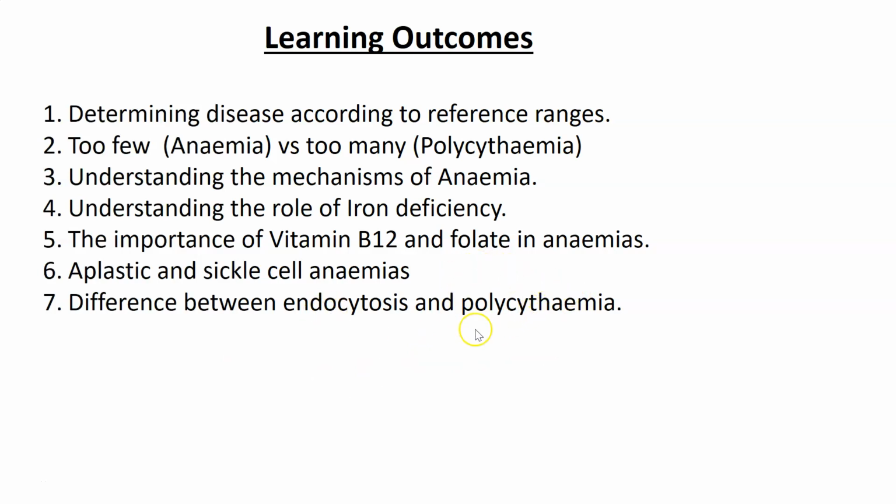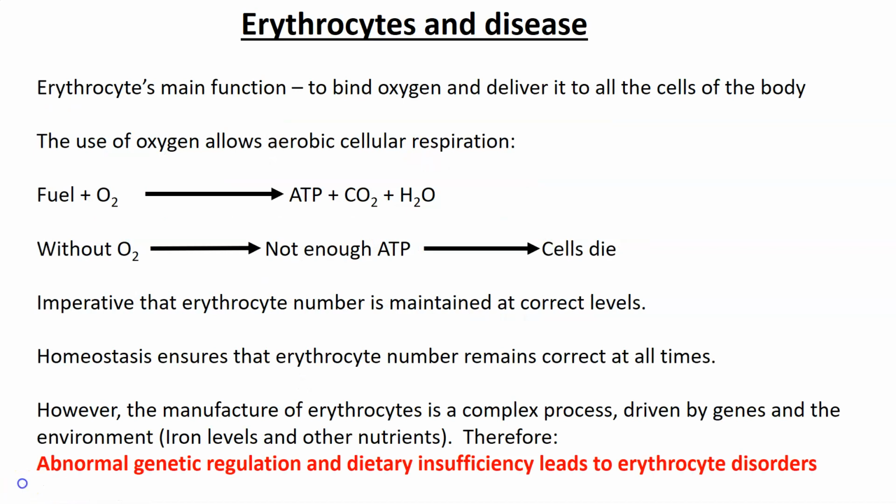Okay, polycythemia is obviously when there are too many red blood cells, and which could be a normal reaction. Okay, it could be a normal response your body makes, but usually it's something that's gone wrong. Okay, another word that's often confused with polycythemia is endocytosis. Again, this is something that happens normally. Okay. So, step back and just refresh our memories on the importance of red blood cells, or erythrocytes.